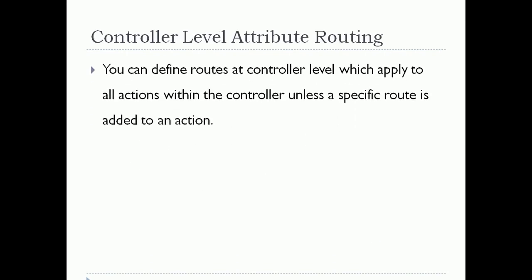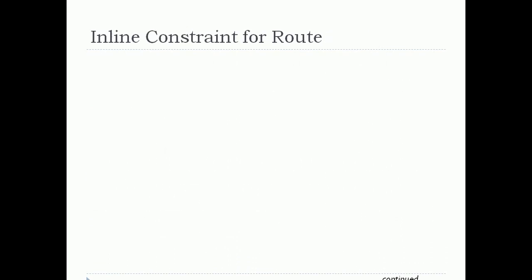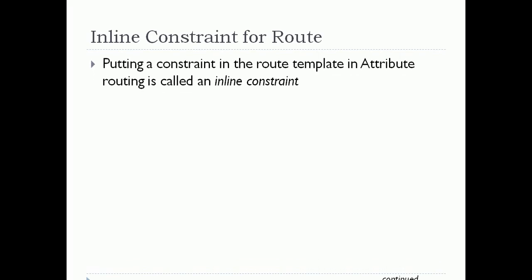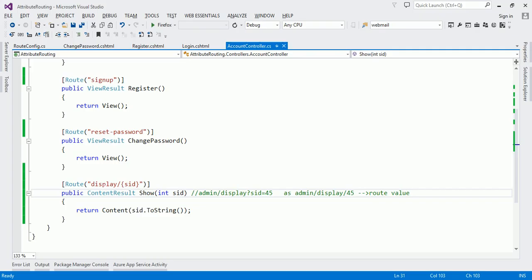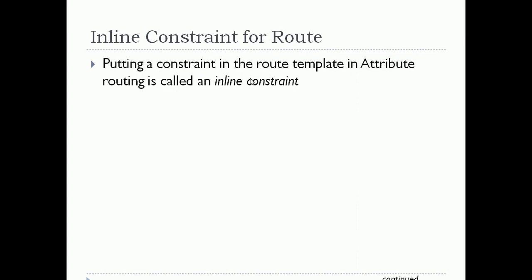I already covered controller level attribute routing. So let us see the constraint for attribute routing, and those constraints are generally called inline constraints. When we put a constraint in our root template, now what is a root template? Root template means this part, or you can also call it the URL pattern. So whenever you put a constraint in a root template, it is called an inline constraint.